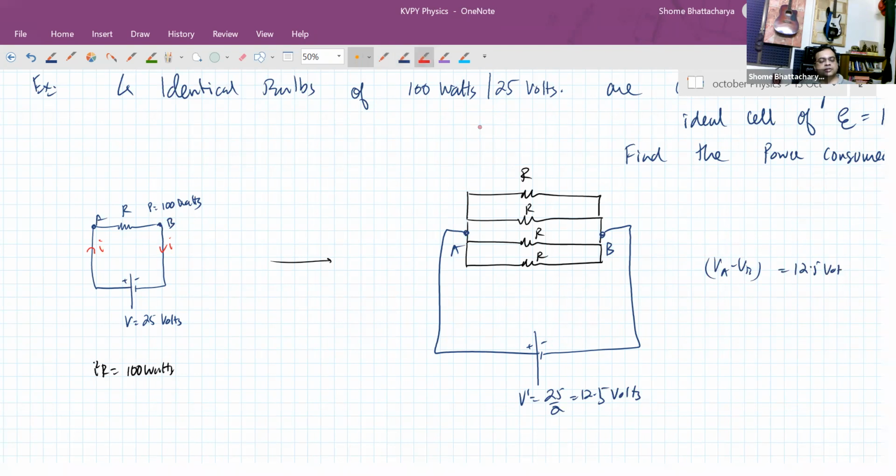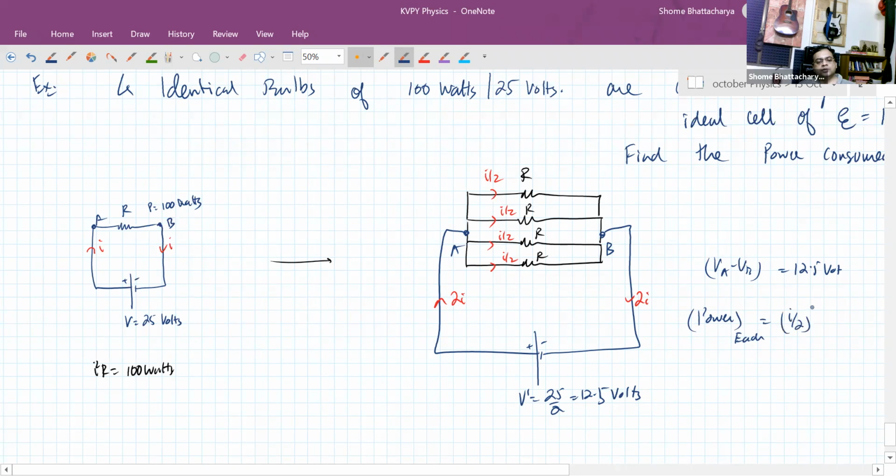So the current in each of these, in comparison to that one, will become how much? Half the voltage, so it becomes I by 2. And the total current here will become I by 2 plus I by 2 plus I by 2 plus I by 2, so 2I. The power in each bulb will become I by 2 whole square into R. In comparison to this, it's 1/4. So it will be 25 watts each.